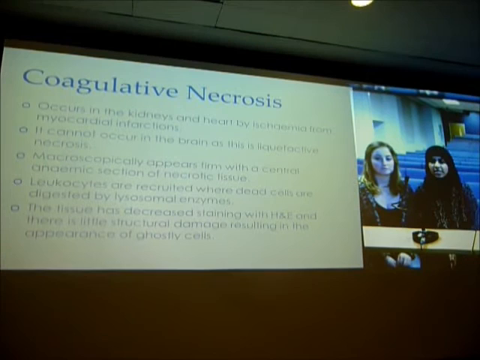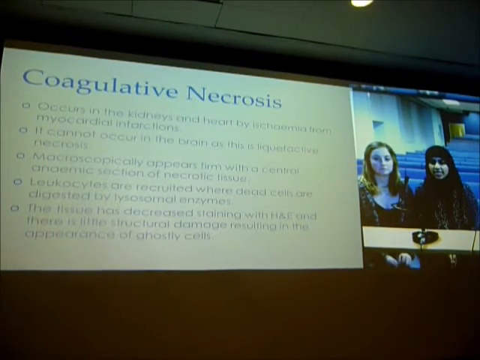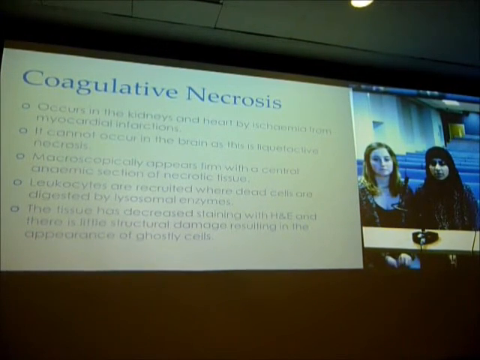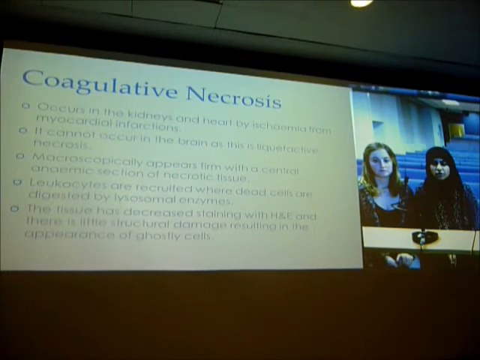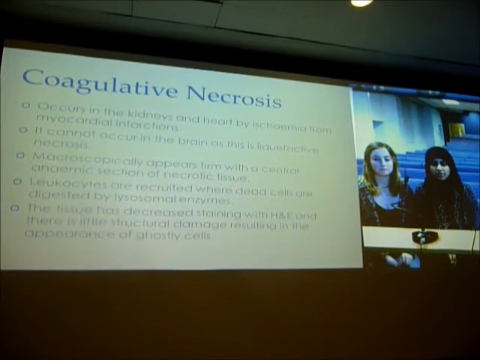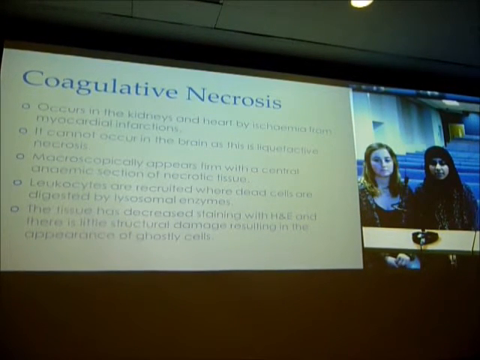Coagulative necrosis. This occurs primarily within the kidneys and heart by ischemia. It macroscopically appears anemic, firm and opaque. The firm texture can be due to the injury denaturing not only the structural protein, but also enzymes, resulting in a blocking of proteolysis of the dead cells.